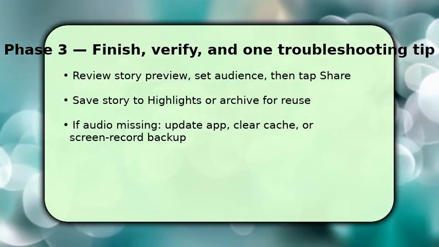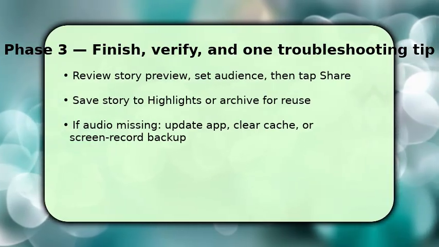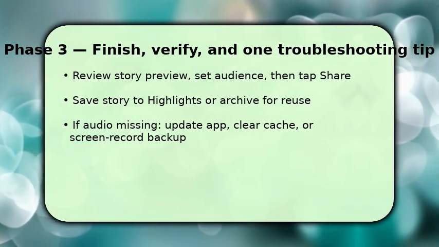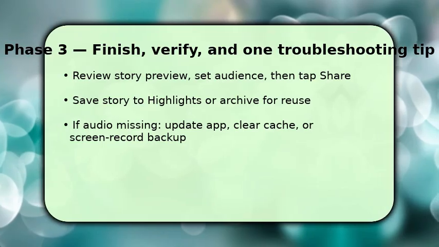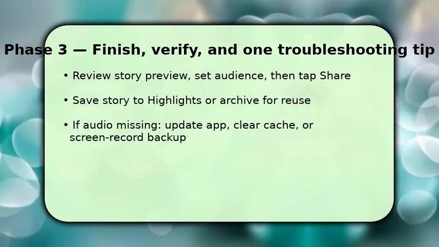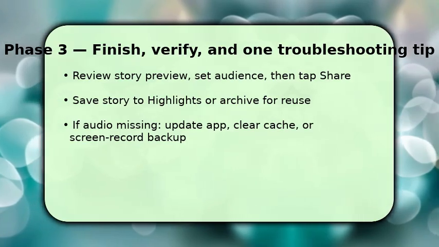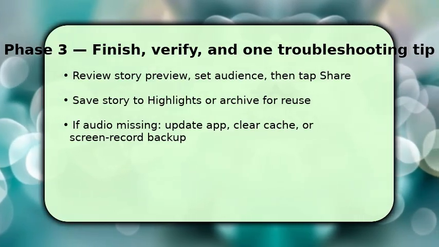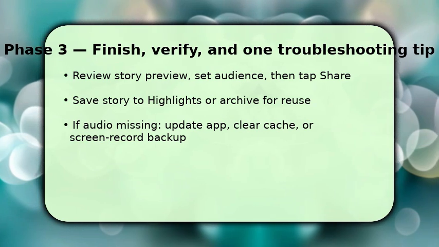If the original audio isn't available when tapping the audio page, update Instagram and try again. Clear app cache or log out and back in. As a fallback, screen record the audio from the reel, trim it outside Instagram, then upload the recording to your story. Only use that if permissions allow.